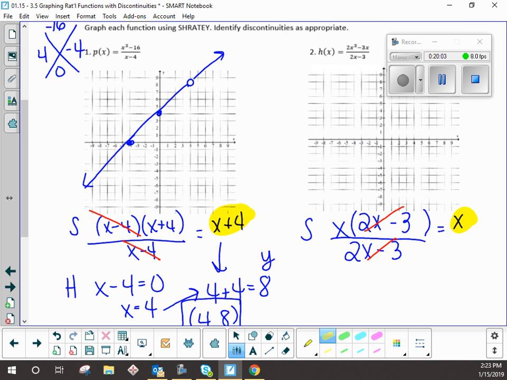So what's my graph going to look like? Is that a line also? In fact, that's our identity parent function. Y equals X means everything, Y and X are equal all the way throughout. It's identity.